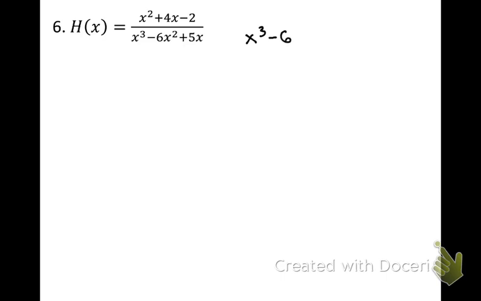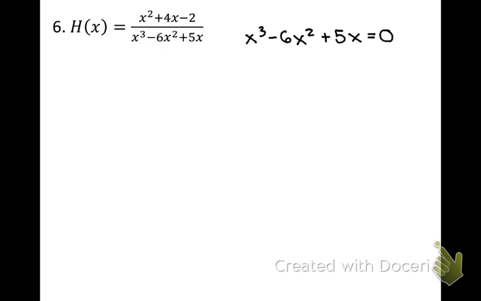All right, number 6. Number 6 says h of x is the quantity x squared plus 4x minus 2 over the quantity x cubed minus 6x squared plus 5x. So, do we have a square root? Nope. Do we have a fraction? Yes, we do. Ding, ding, ding. So, we need to take this denominator and set it equal to 0. Now, notice that I don't care about the numerator at all. The only thing I'm worried about here is the denominator.